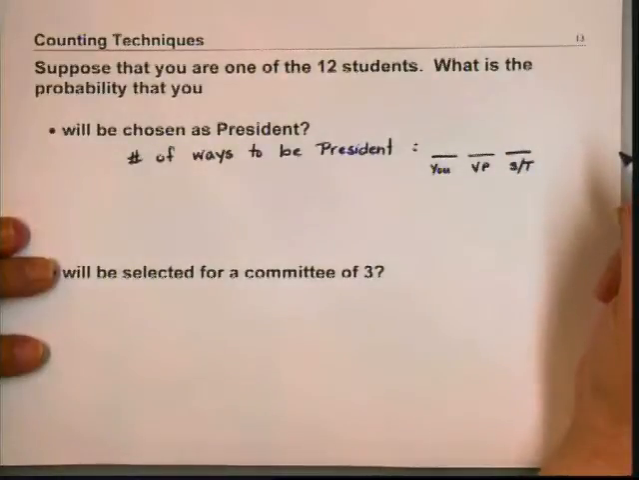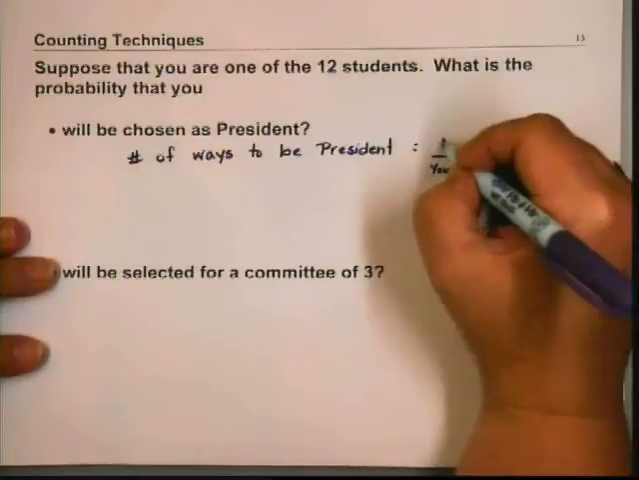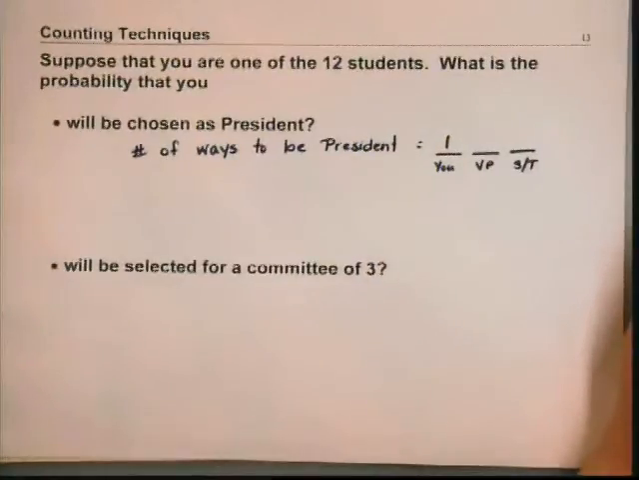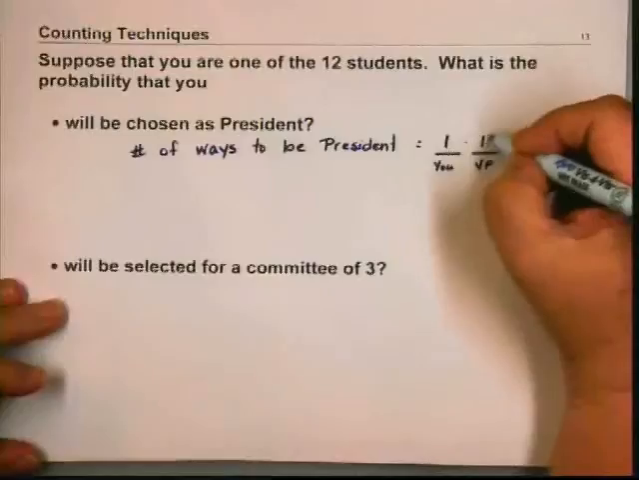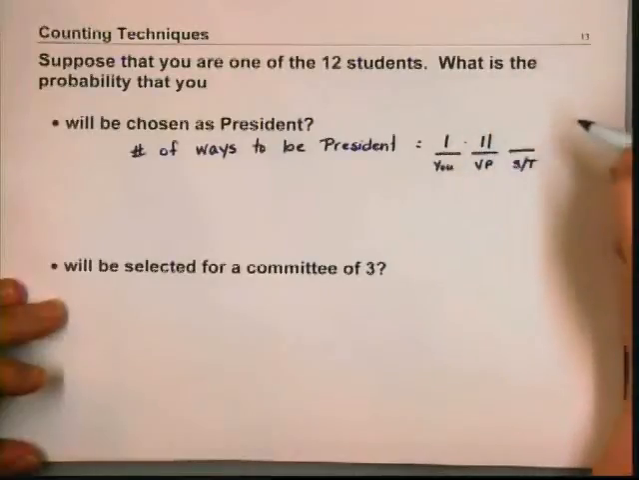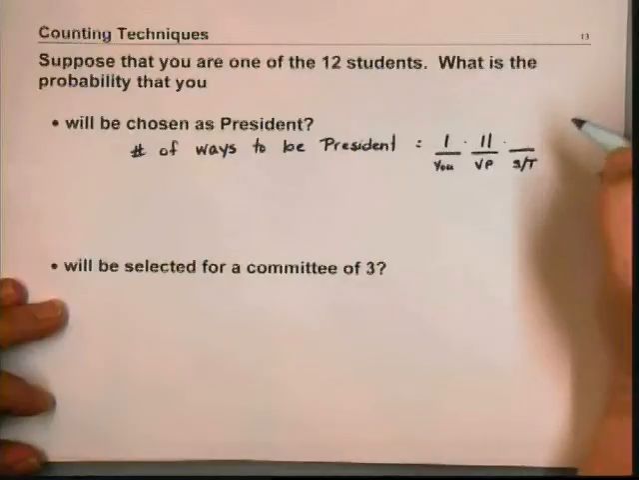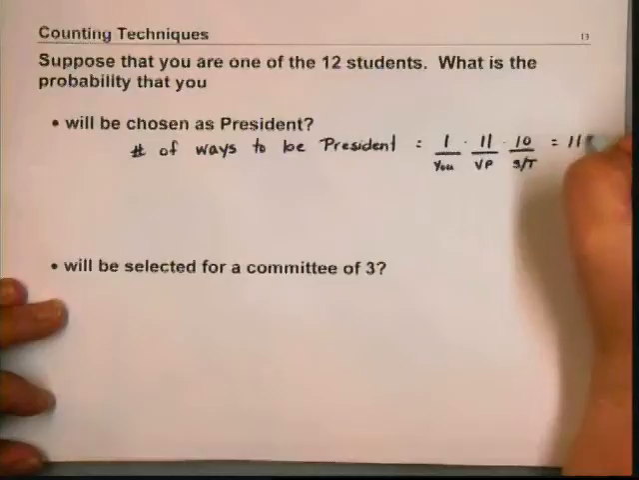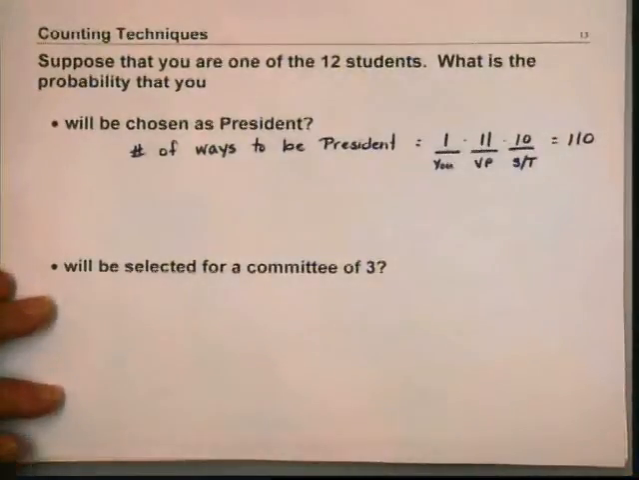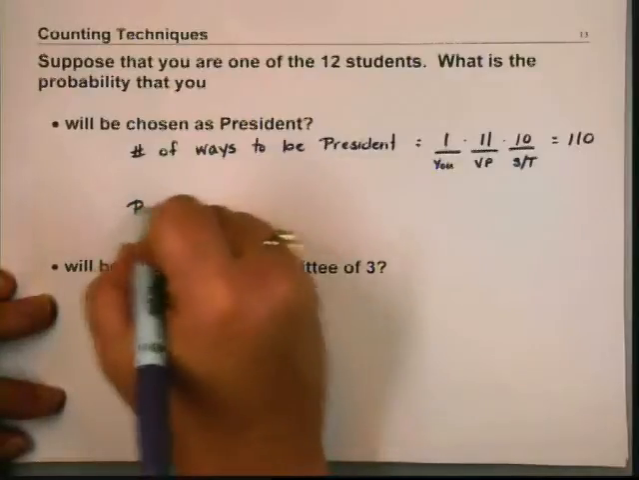How many ways can we select you? One. All right. How many ways can we select a vice president? If you're one of the 12, then it's got to be one of the other 11. And then how many ways are left to be secretary treasurer? Would be 10. All right, so there's 110 different ways you can be president. What's the probability that you are president?